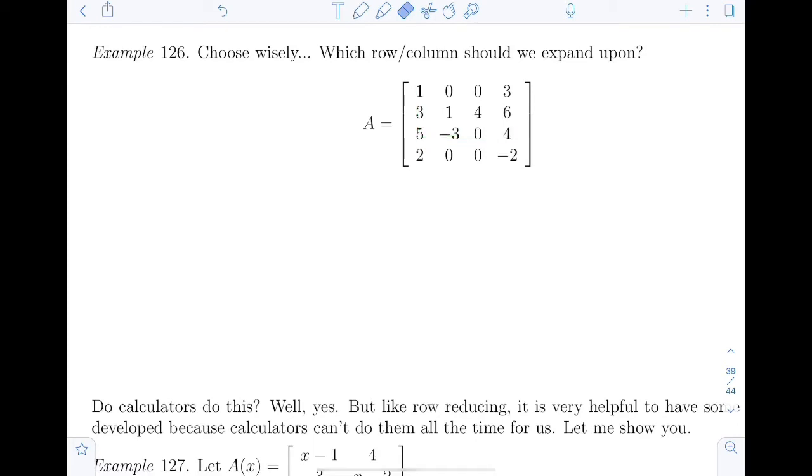Yeah, okay, so that's yuck. I don't want to do that because every single one of those determinants is a 3 by 3, for which I'm going to have to do another cofactor expansion. So let's work smart here. Zeros are your friend, right?